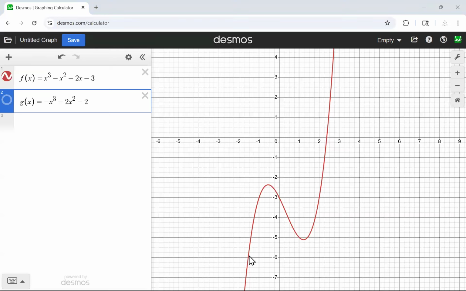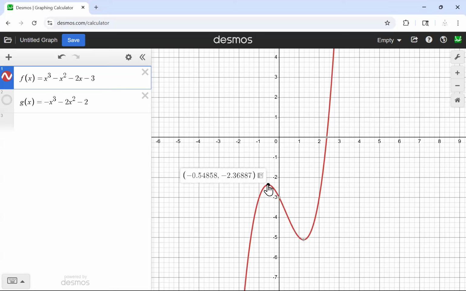In this case, I have graphed f of x. Here it is graphed in red. You can see that obviously the end behavior, as we move to the right, goes off to positive infinity. As we move to the left, it goes to negative infinity. We can also see that it's continuous. This one only has one x-intercept at this point here, but it has two turning points.